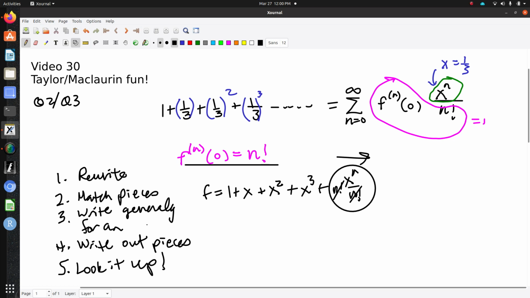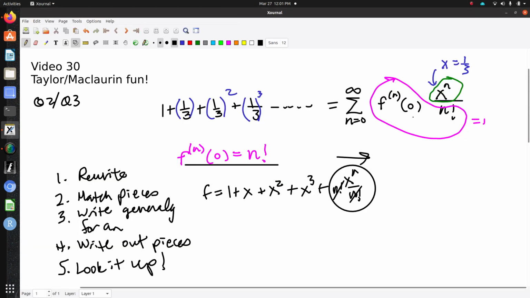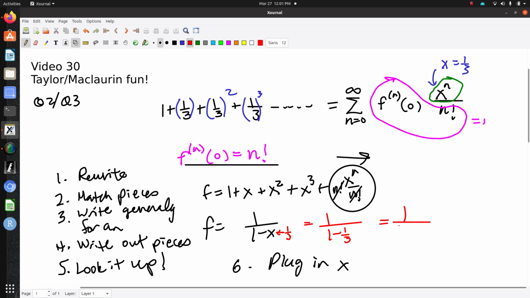Step 5, so I'm going to go right on over to my little friend's website and say, what is this animal? And I'm like, oh yeah, I forgot that that did that. 1 over 1 minus x. How about that? It was sitting there. So f equals 1 over 1 minus x. Now, step 6, I just plug in x and you're done. So we said x is 1/3, right? So this is equal to 1 over 1 minus 1/3, which is 1 over 2/3, which is 3/2.